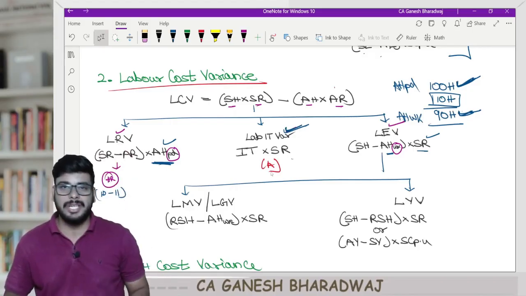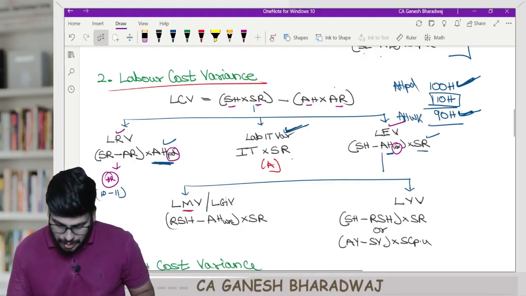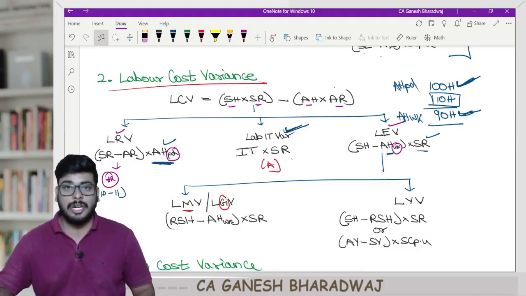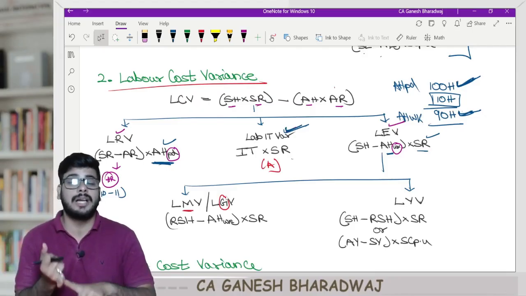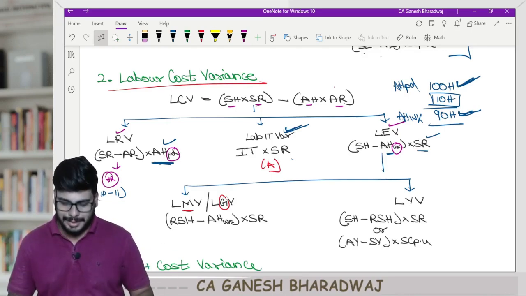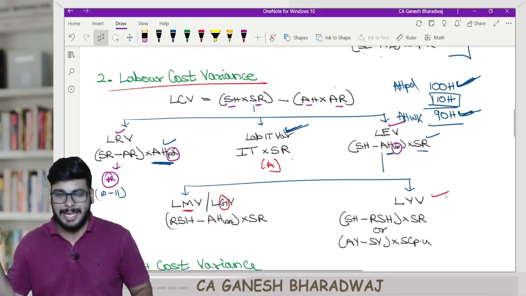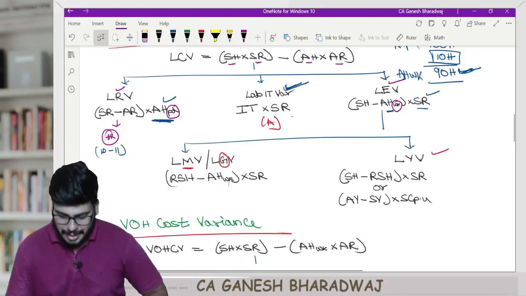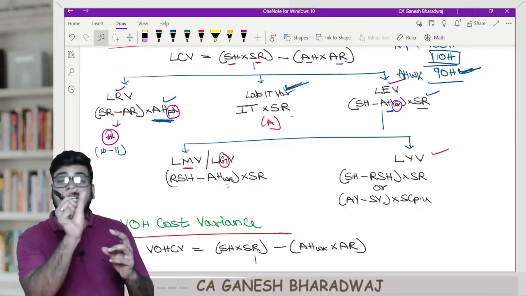Now, this labor efficiency variance can be further classified into labor mix, also known as gang. Labor gang or mix variance. Gang means a group of people. When you have more than one skill set, like unskilled, semi-skilled and skilled workers, only then do you have this concept of mix or gang variance. The other one is called yield variance. Similarly, for gang variance, what is the formula? Revised standard hours minus actual hours worked into standard rate. That is the variance attributable to the deviation in the mix.